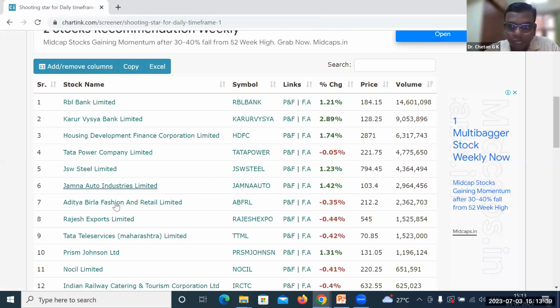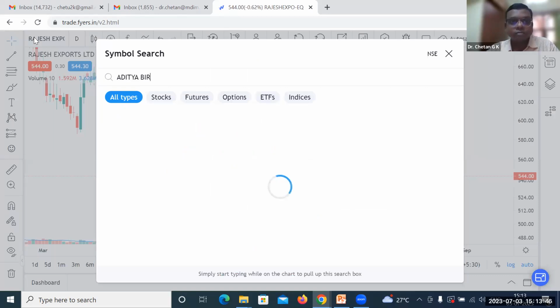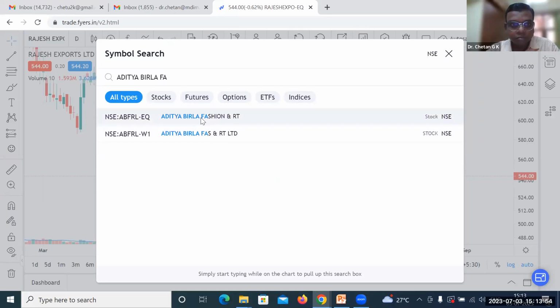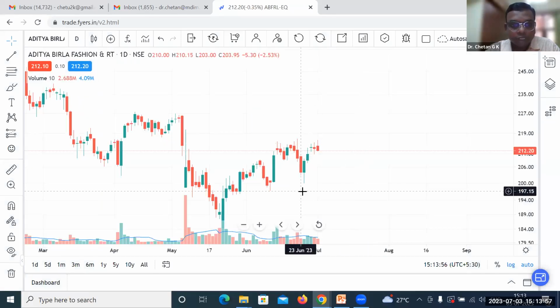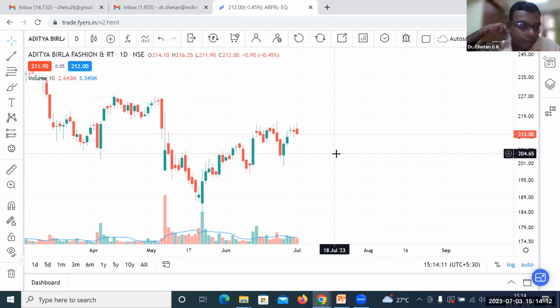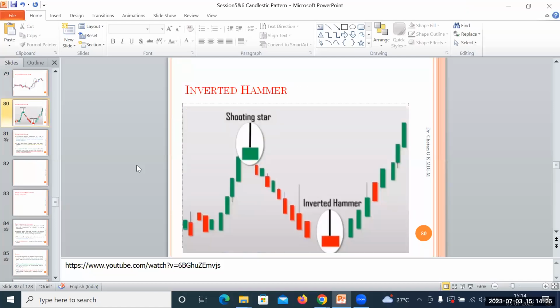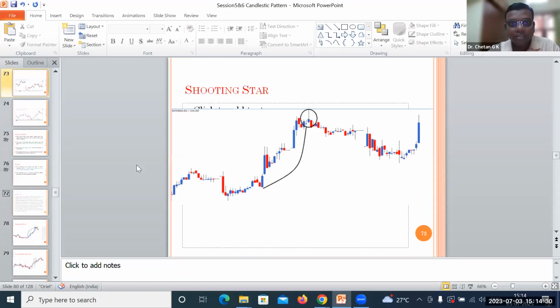Okay, so one last one, Aditya Birla Fashion. Yes, Nikhil. Sir, what is the difference between a hammer and a shooting star? The shooting star implication is going to be bearish, but the hammer is exactly the reverse of it. I'll just go back to where I left off. Is the PPT visible? Yes, sir. This is a shooting star. You have seen it, right? Okay. So hammer, you can see where is the hammer.